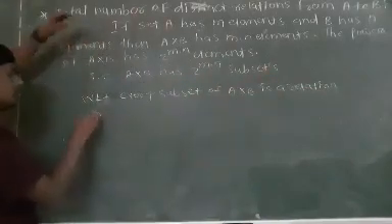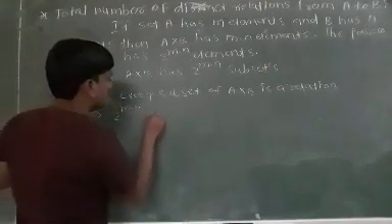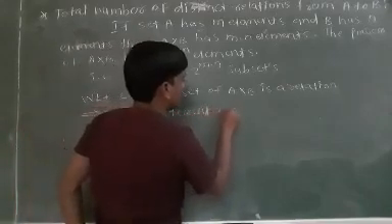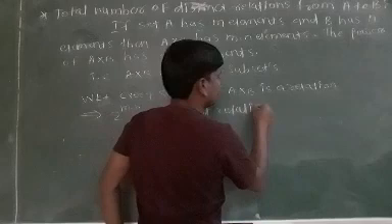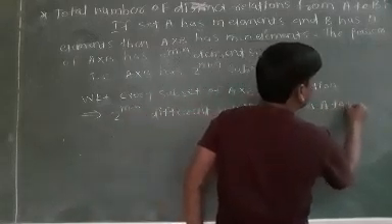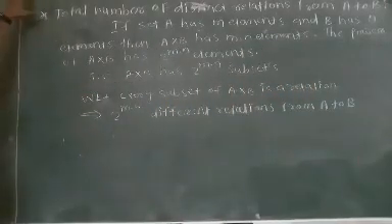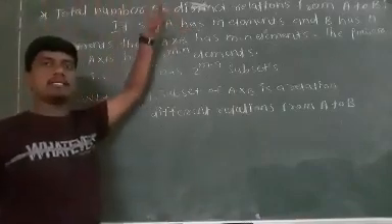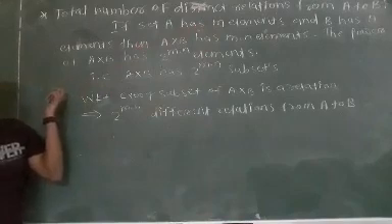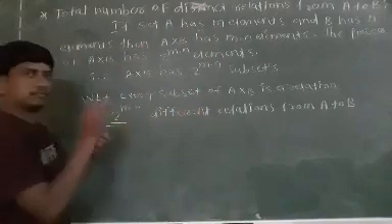So if set A has m elements and set B has n elements, then the total number of distinct relations from set A to set B is 2 to the power m into n.